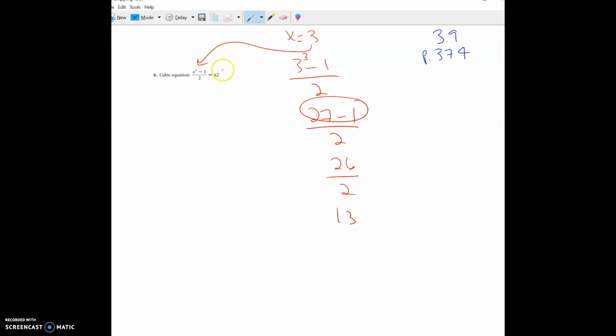Now, obviously, 3 is not the right answer because it doesn't balance with 62. But notice the idea there is what I do first, second, and third. First, I cubed it. Second, I subtracted the 1. And then the third thing I did was divide by 2.